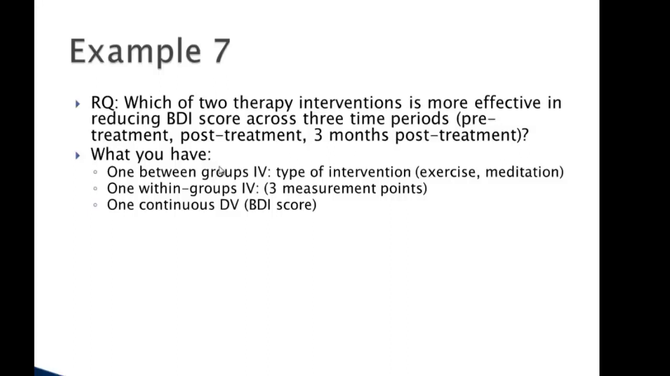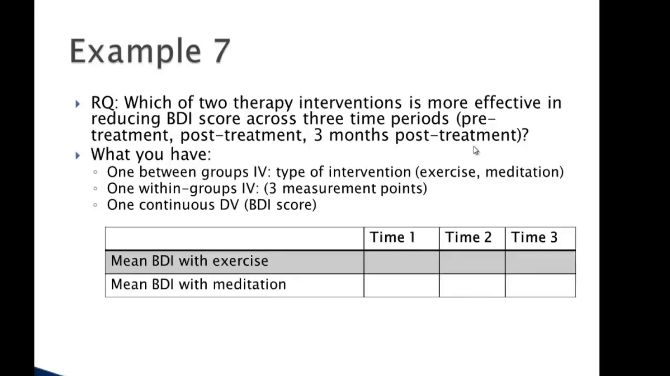And then we have one within groups independent variable, in this case our 3 measurement points: pre, post, and 3 months post-treatment. And we still have one continuous dependent variable, our BDI score. Now to graph this, again, we have columns representing one of our independent variables, in this case the passage of time. This is our within groups independent variable: time 1, time 2, and time 3.